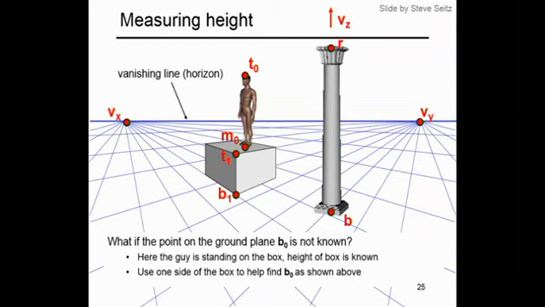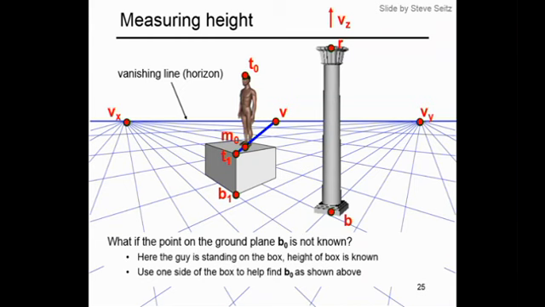So how do we get that line? We can use the corners of the box. We know that the front corner of the box is on the ground, and the top corner of the box has the same height as the man's foot. So we can construct a line from the top corner through the guy's foot. We know that's parallel to the ground.